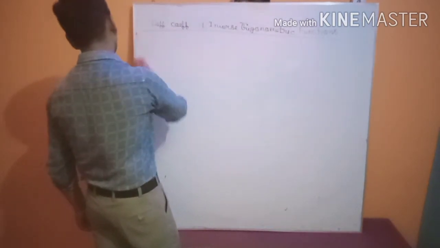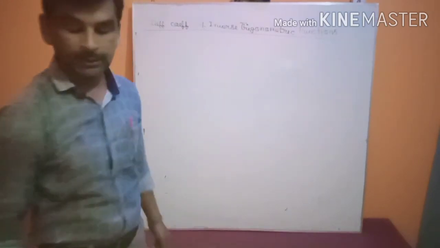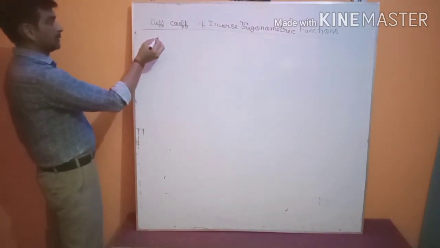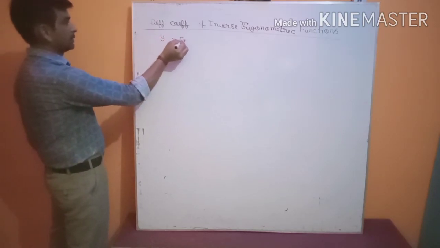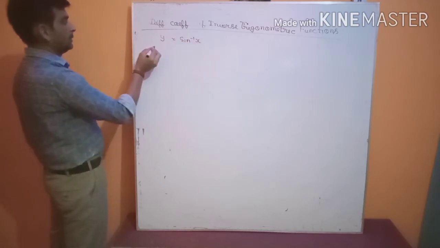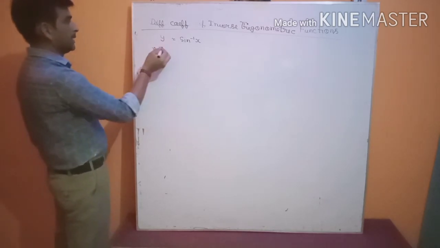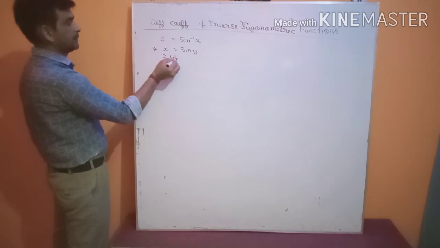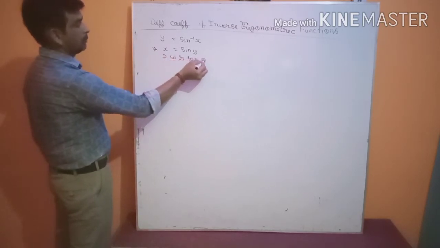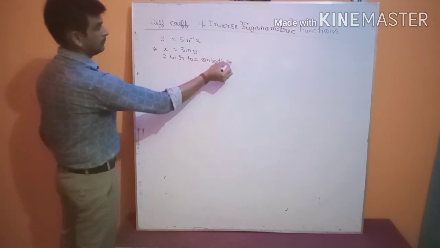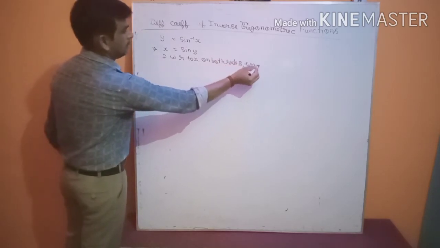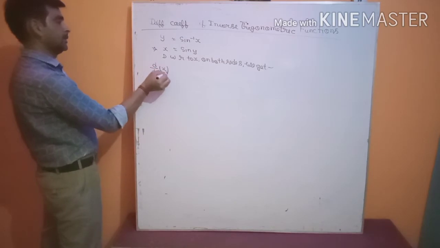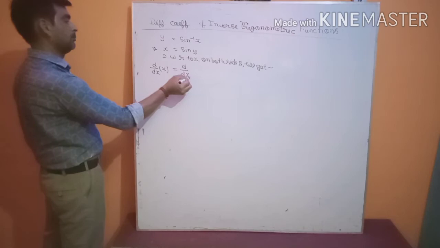I will tell you an alternative method for finding the differential coefficient with respect to x of sin inverse x. Suppose y equals sin inverse x, then we get x equals sin y. Differentiate with respect to x on both sides. We get d/dx of x is equal to d/dx of sin y.